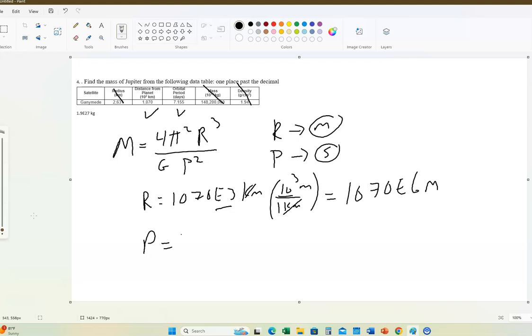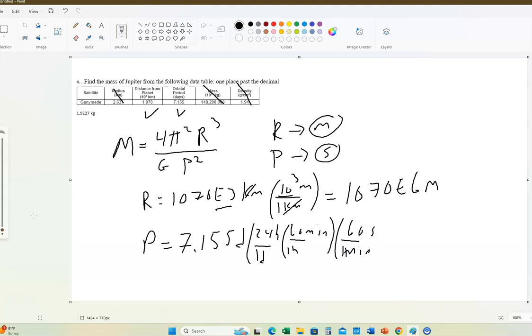So the period is 7.155 days. And we know that in one day there are 24 hours, in 1 hour there are 60 minutes, and in 1 minute there are 60 seconds. So the minutes cancel, the hours cancel, the days cancel. All right, very nice. So let's calculate that, and we'll store that number.